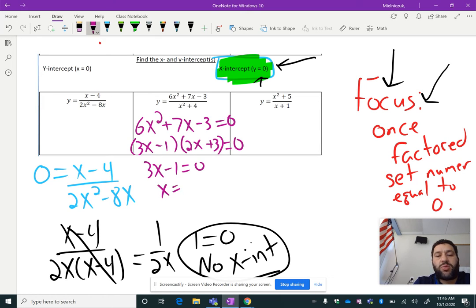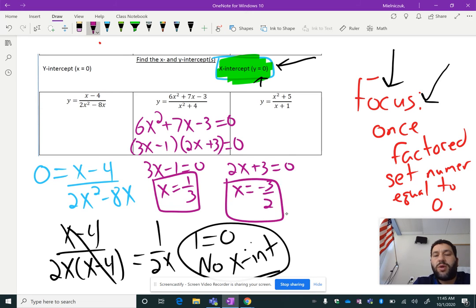So we know here x will equal 1/3. So here is one x-intercept. In our other one, we get 2x plus 3 equals 0. So x will equal negative 3/2. So we know in this equation, it will cross the x-axis twice. Definitely only two times.